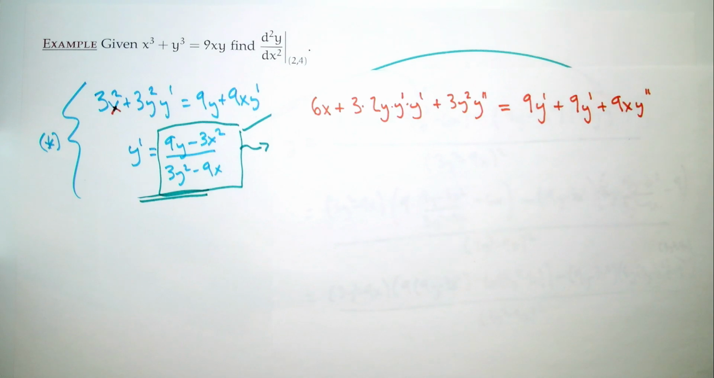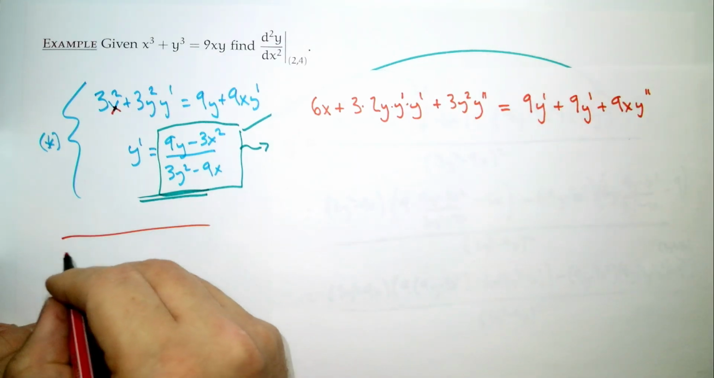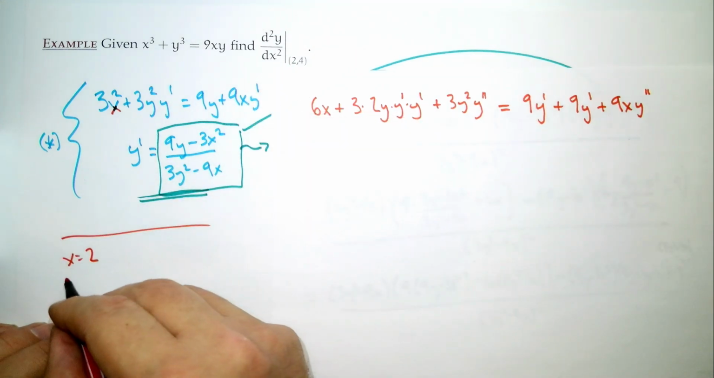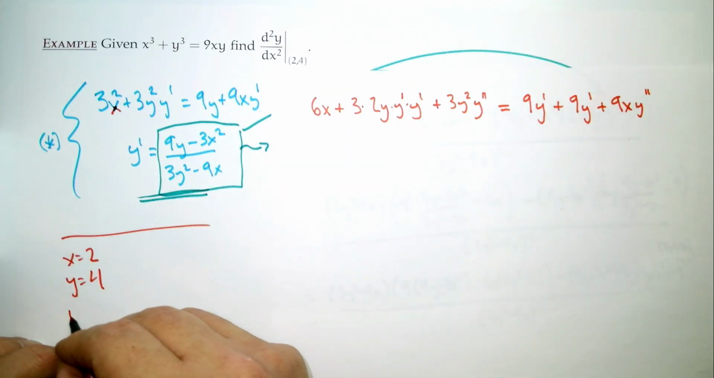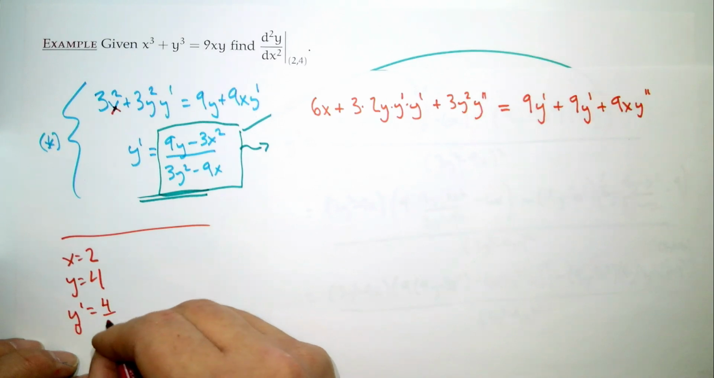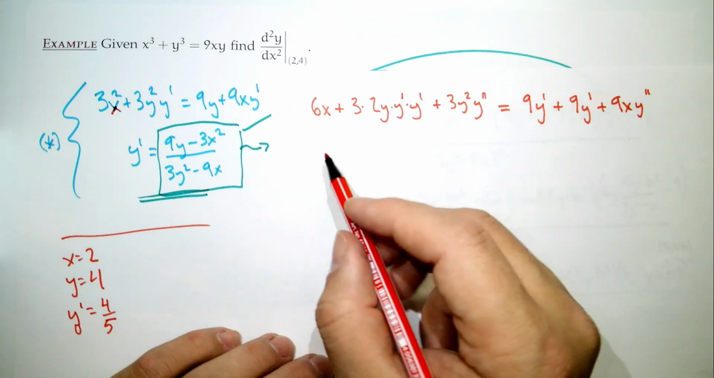So, since we know we're going to evaluate, after we've taken our derivative, let's plug in our numbers. So, remember, what do we know? We know the following. We know that x equals 2. That's the 2. We know that y equals 4. That's the 4. We also know one other thing. We know what y prime is. Why? Because we found it. That was the number we found just a little while ago, 4/5. So, we can plug in all those numbers. So, let's go through and plug them in.